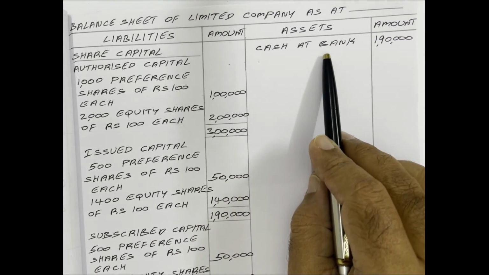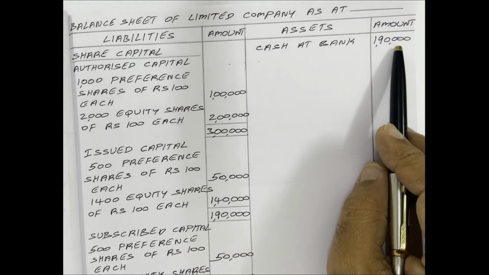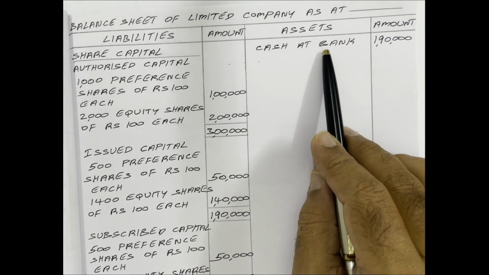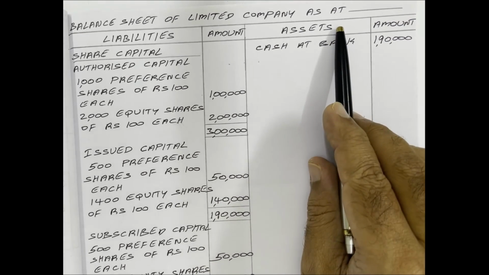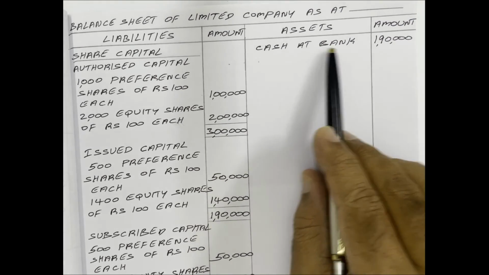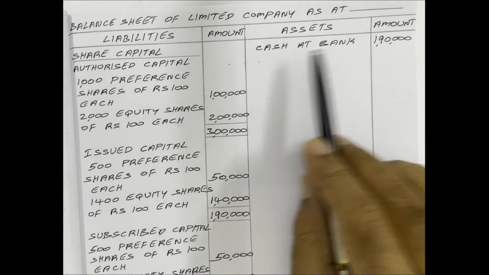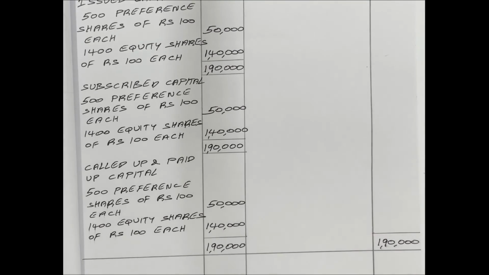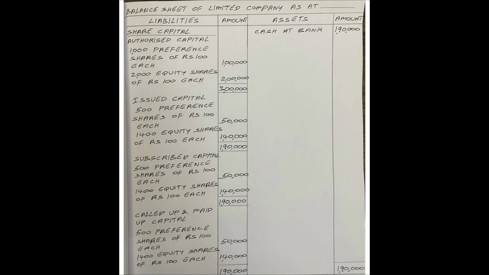Come to the asset side. Finally, from applicants the company received 1,90,000 rupees now. Our assumption is this money is deposited in the company's bank account. Therefore, under the asset side, as cash at bank, this amount appears. So cash at bank 1,90,000. Two side totals same. Liability side 1,90,000, asset side also 1,90,000. So the balance sheet is completed. Take a screenshot of the balance sheet.